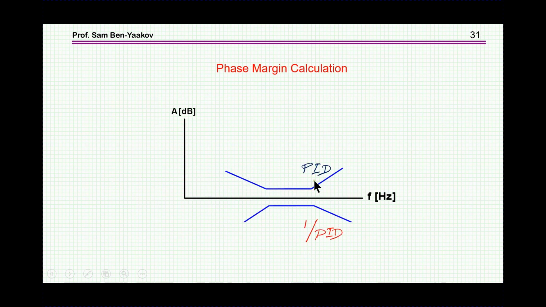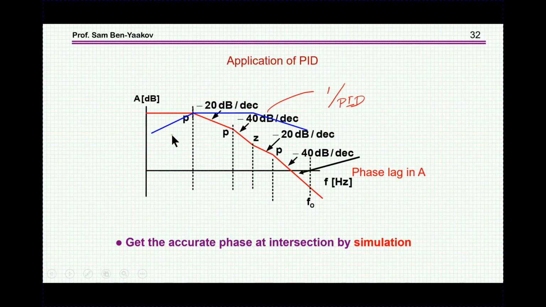So this is now the PID. I'm sorry, this should be the same slope here. And this is now 1 over PID. Okay, so this is now, using the method that I've shown before, can now be used, of course depending on the constant. You can put various constants here to move it around.